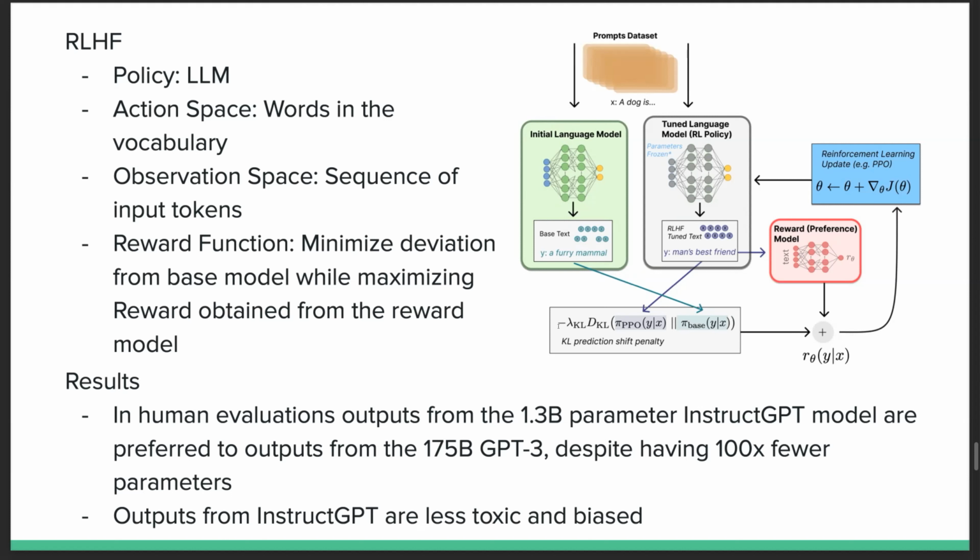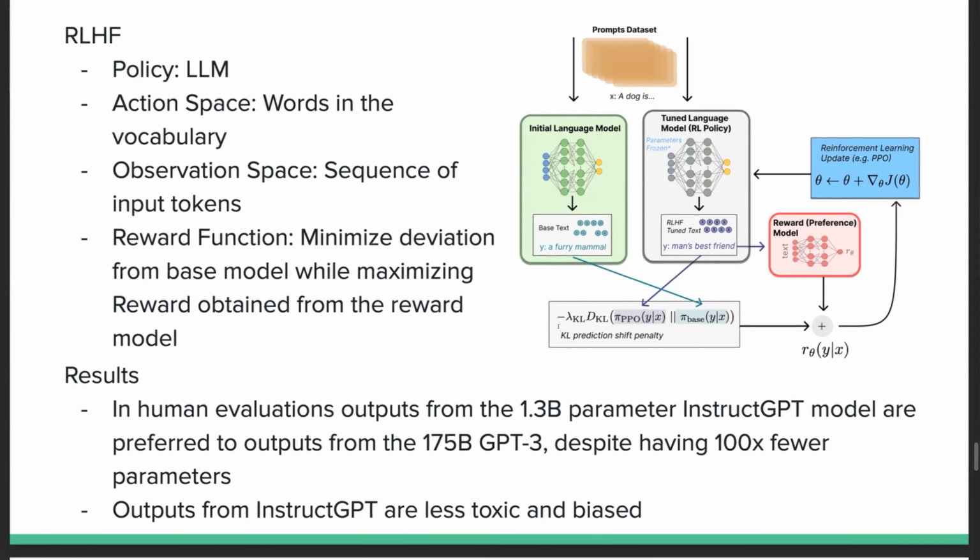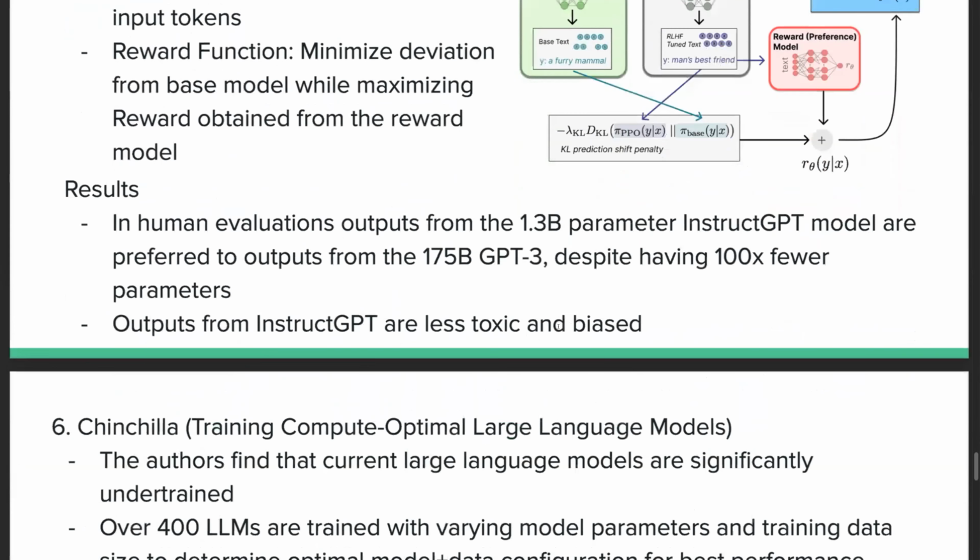Some of the results showed that even the smaller models trained with RLHF were outperforming the larger 175 billion parameter GPT-3 models. And it's pretty interesting with RLHF because the reward model is biased towards human predictions, so you can also control for toxicity and bias, because the reward model would automatically give less weight or less preference to output that's more toxic or biased.